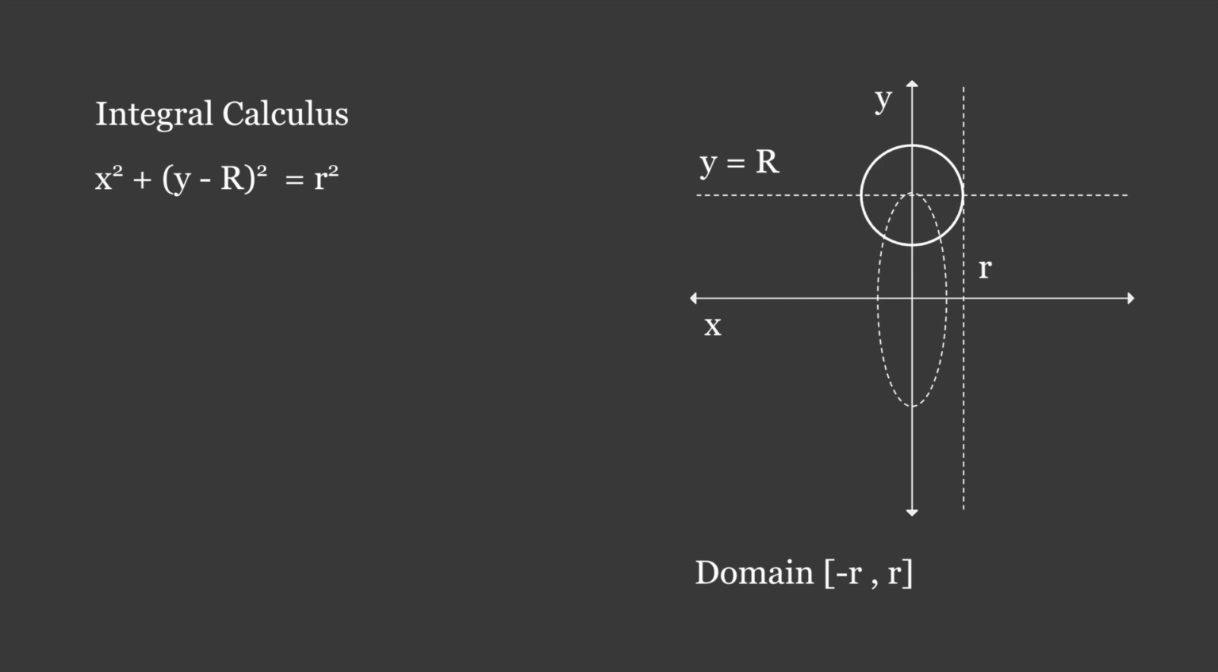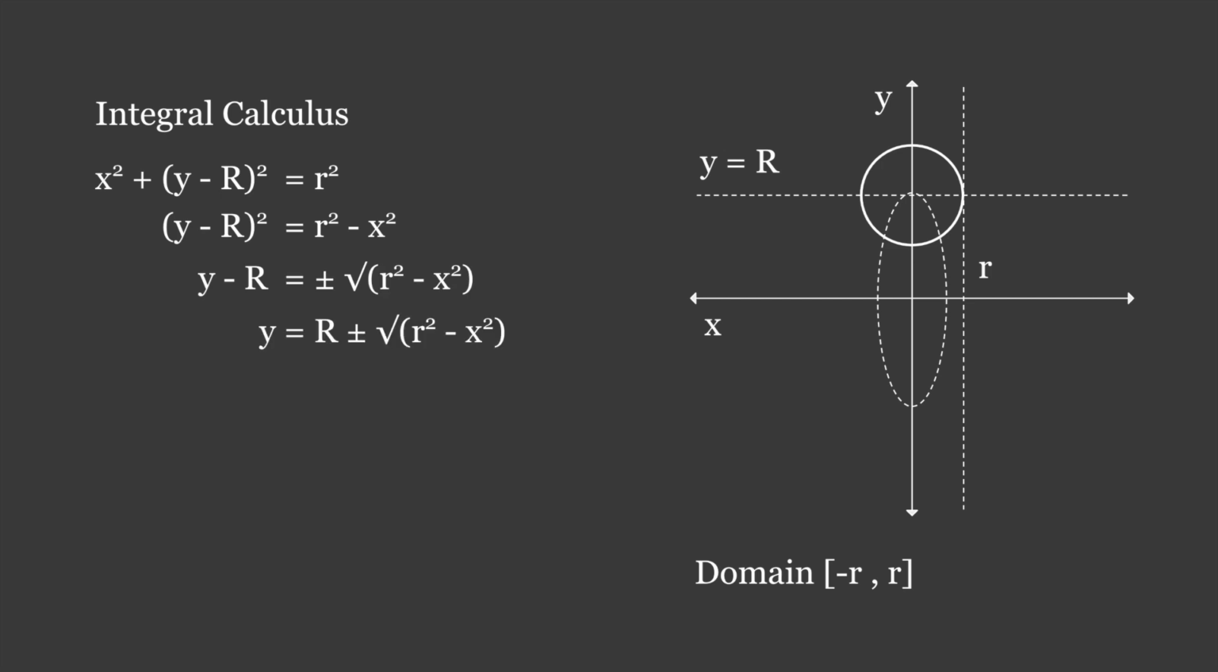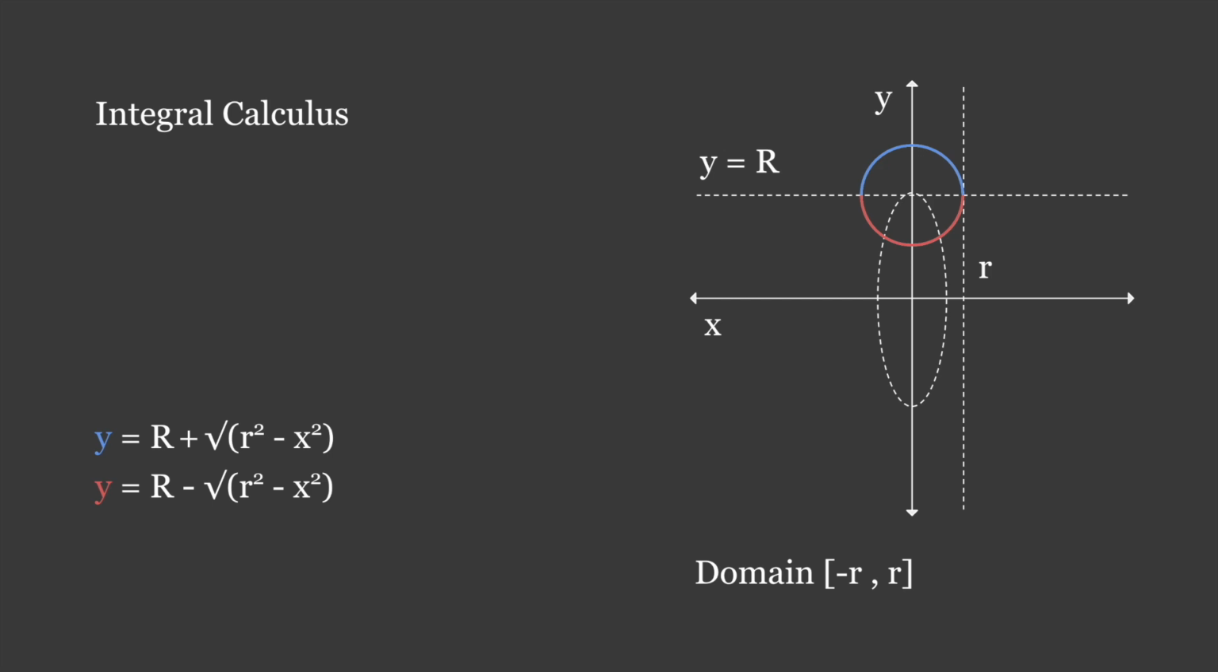The first step towards this is to rearrange our function to be in terms of y. Move over the x squared, square root both sides, and finally isolate y. This yields a positive and negative answer, with each representing the upper and bottom half of the circle, divided by the function y equals r.